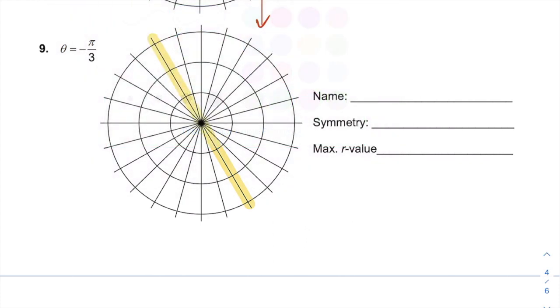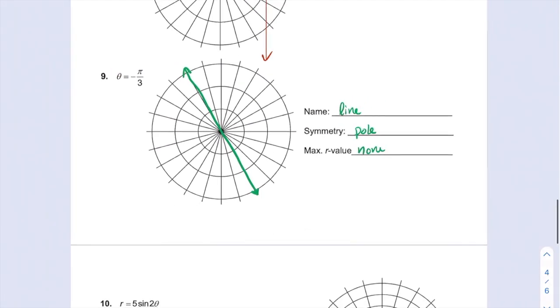For a line through negative pi over 3, we are just going to take that specific angle line, and it's a diagonal line. This is how we graph something that is not a straight vertical line. We use the angle measure, the theta, that we want that line to be on. So this is theta equals negative pi over 3. So this is a line. And I can rotate this 180 degrees, so this is symmetrical around the pole. And then it is not going to have any maximum R value.